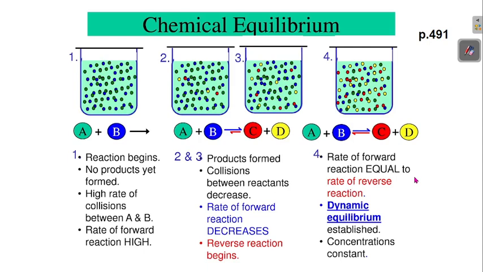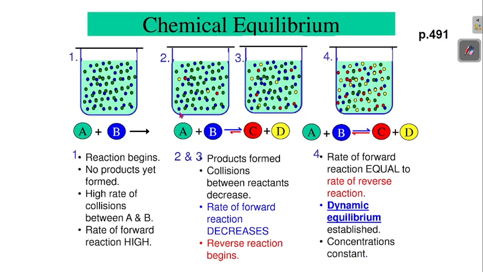Page 491 in your textbook. Follow along. Chemical equilibrium. Let's look at this picture. Number one, A and B are your reactants. So you put them in the beaker. The reaction begins. You don't have any product yet. There's a high rate of collisions between the atoms or molecules of whatever your A and B reactants are. And then you start the reaction forward. It's high. The rate of reaction towards the product is high.